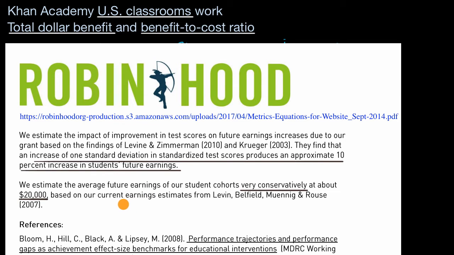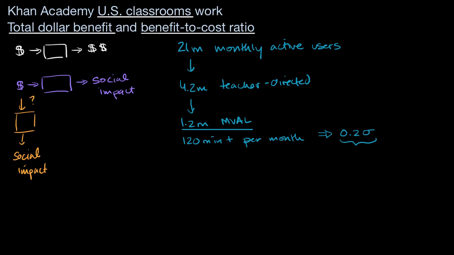I'm making this video in 2020, so this would be very, very conservative today. But let's just go with what they are talking about. If we go back to the data from Khan Academy, what would this do for the future lifetime earnings for these roughly 1.2 million students?